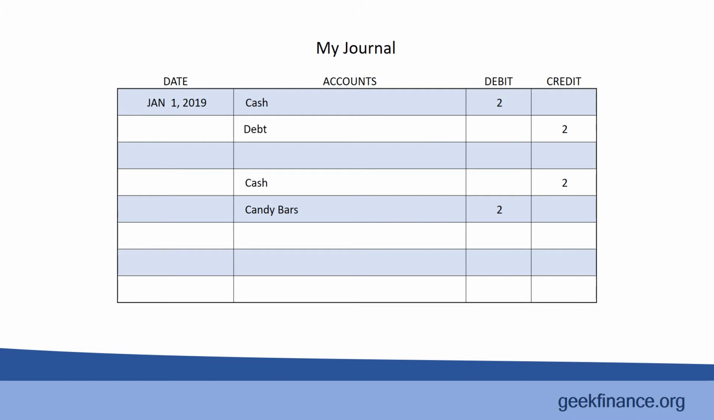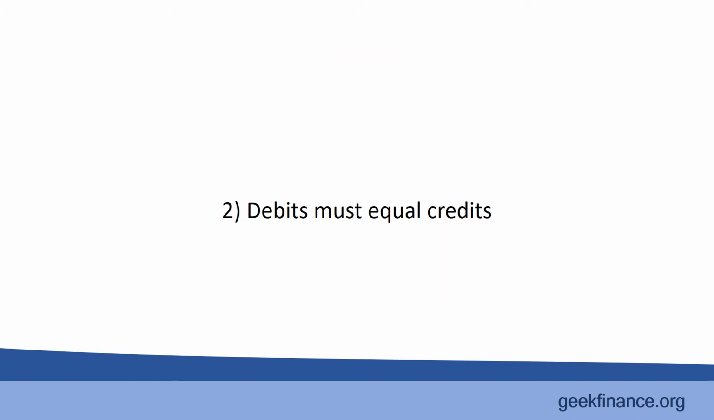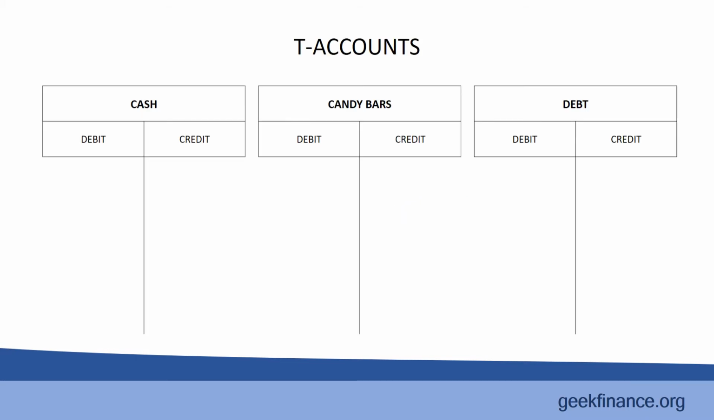Now, if this is your first time studying accounting, and if you're watching this video, it probably is, you might be wondering why I keep using the terms debit and credit instead of adding or subtracting. This is a great question, and it brings us to the second rule of double entry accounting. The debits must always equal the credits. To see what debits and credits are, I have to introduce you to these. These are your T accounts.